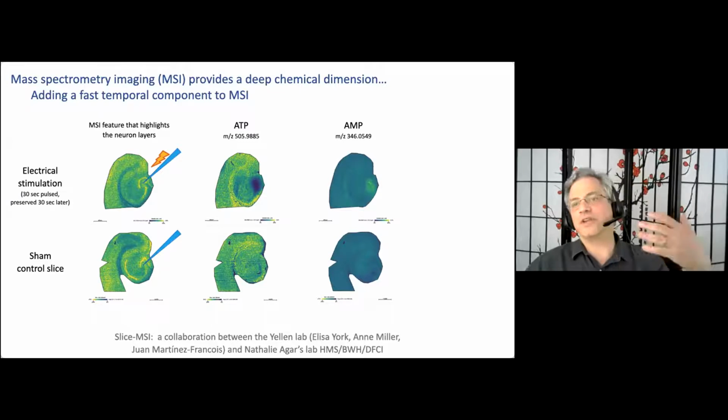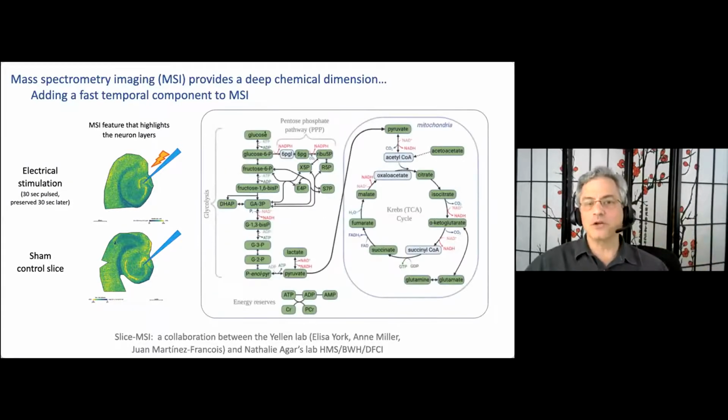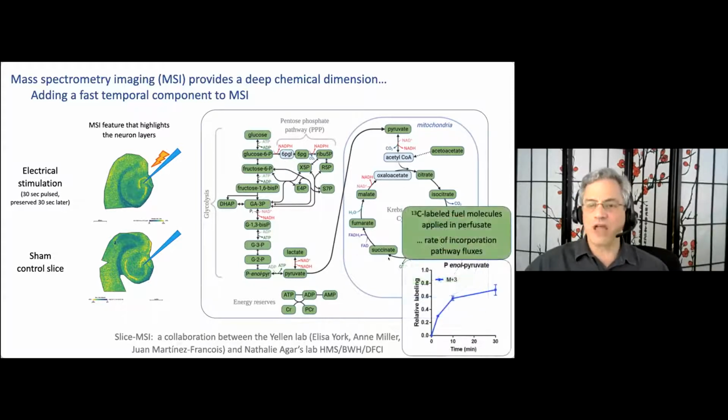Now, this is just the tip of the iceberg of the information we can get from an experiment like this, because all the metabolites in green here, we can assign, annotate peaks for each of these metabolites and measure their changes. On top of that, we can put in C13 fuel molecules and actually measure the rate of incorporation from which we can learn the pathway fluxes. So this is just one metabolite, but again, we get many, many of these.